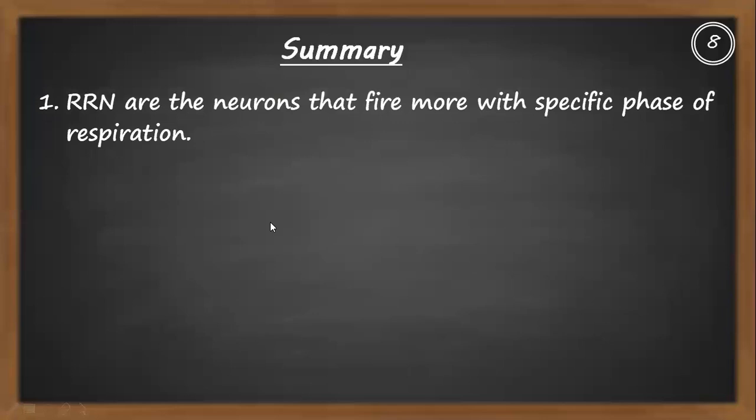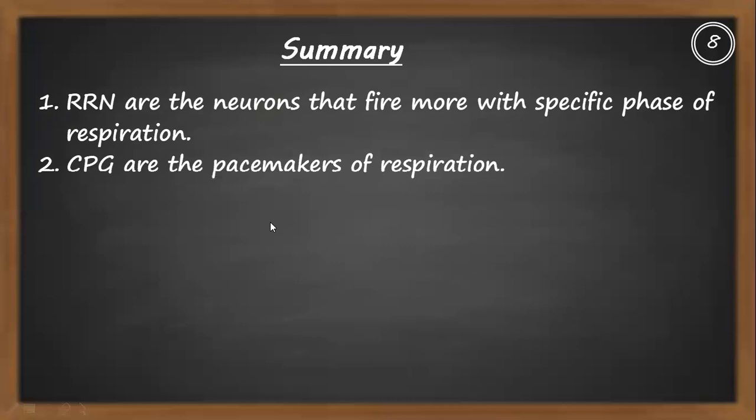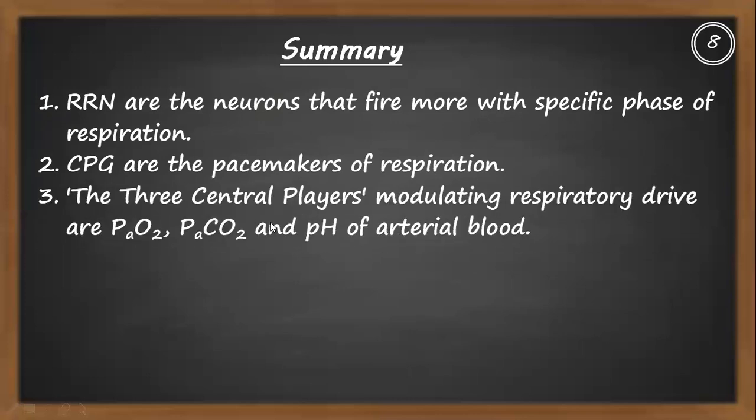Respiratory related neurons are the neurons which fire with a specific phase of respiration, whether that be during inspiration or during expiration, depending upon what the action of the respiratory related neurons is. And central pattern generators, or CPG, are the pacemakers of the respiratory system, or pacemakers of respiration. The three central players, or let's say the triad of respiratory drive, modulating the respiratory drive are PaO2, PaCO2, and pH of arterial blood. That is carbon dioxide level, oxygen level, and pH of the arterial blood.